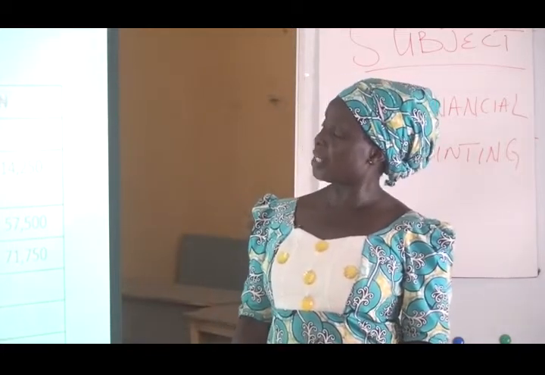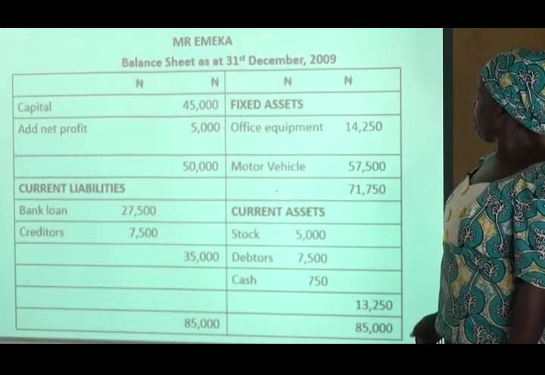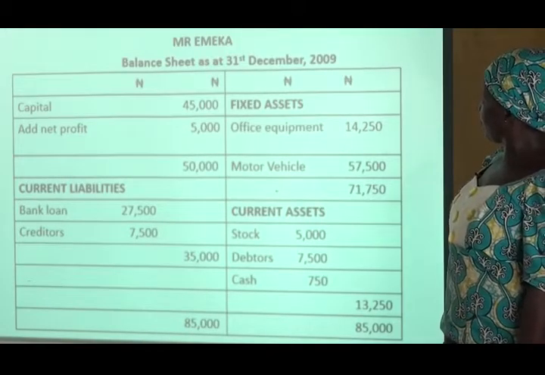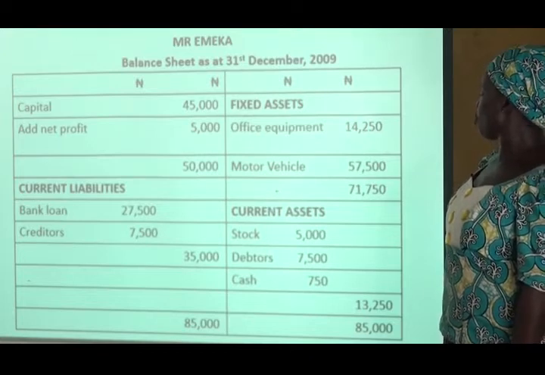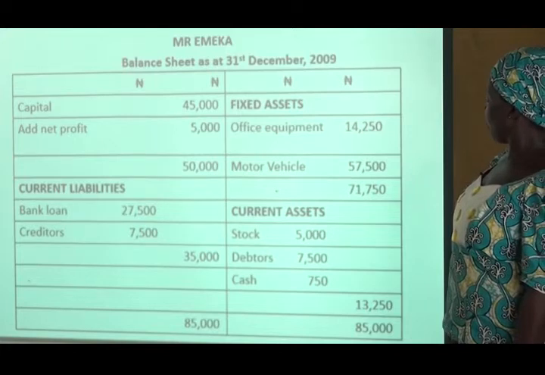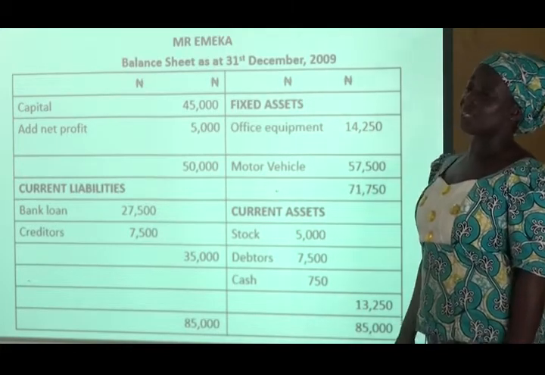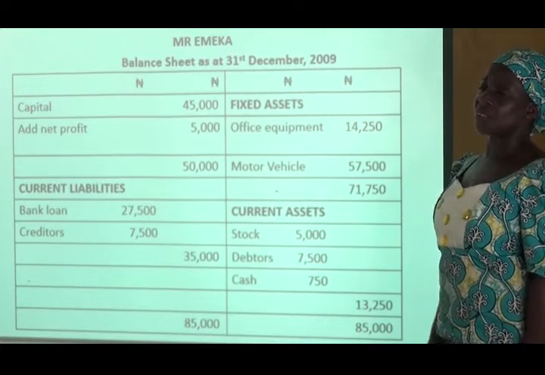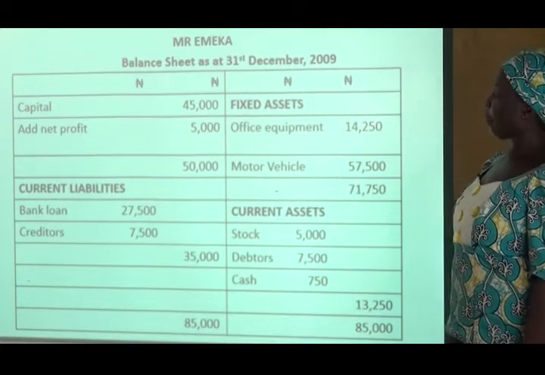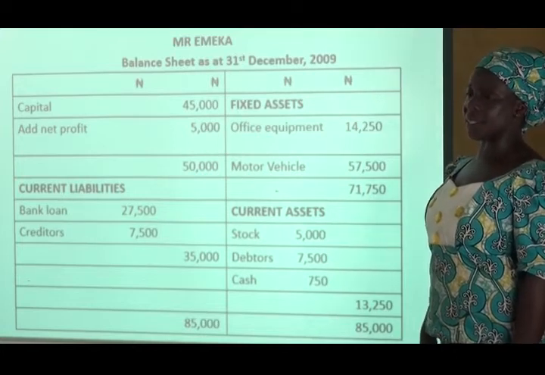Now, when we add 14,250 naira and 57,500 naira, we are going to arrive at 71,750 naira. That gives us the sum total for the fixed asset. Now, the next stage is to record the current assets.